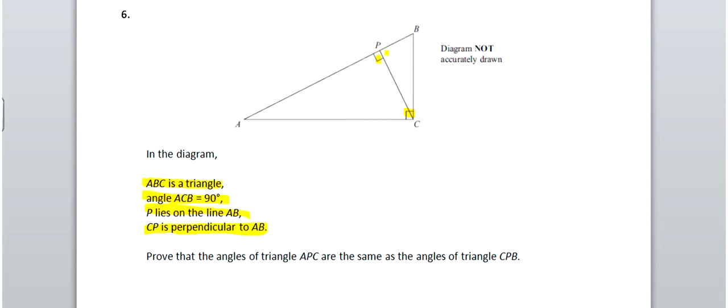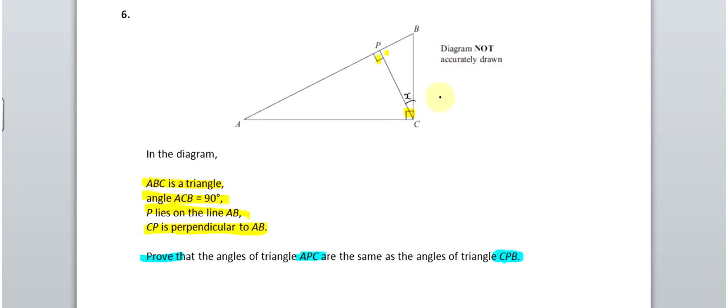What's the question? Well, prove that the angles of triangle APC are the same as the angles of triangle CPB. So this is a proof. We're going to have to give a series of statements that take you from one to the other. So let's start out.